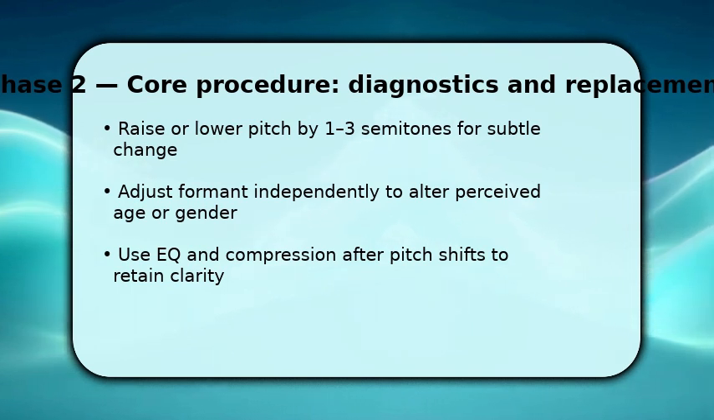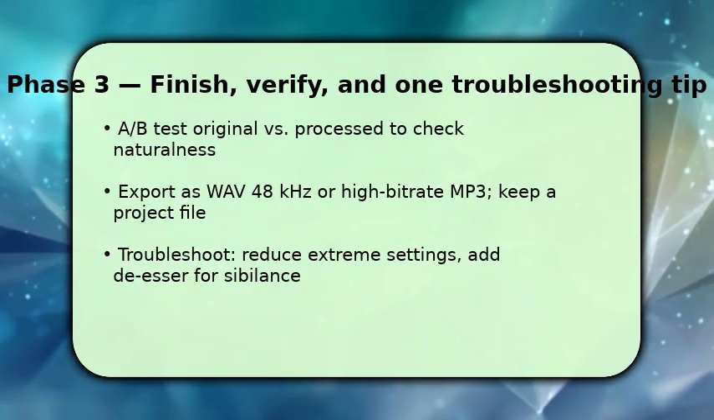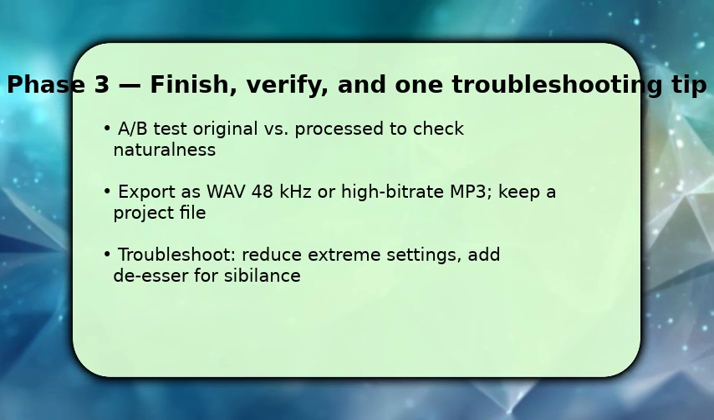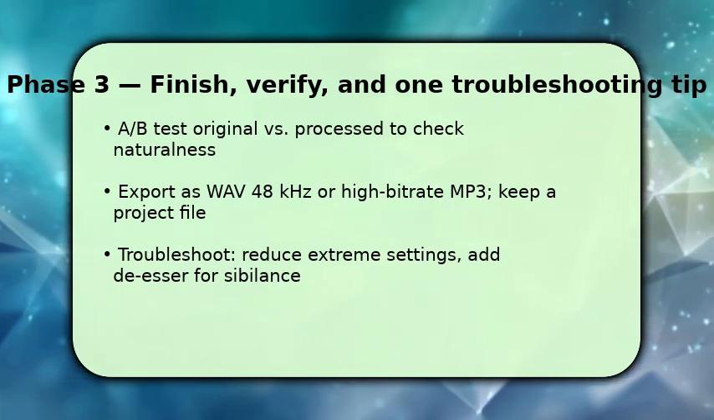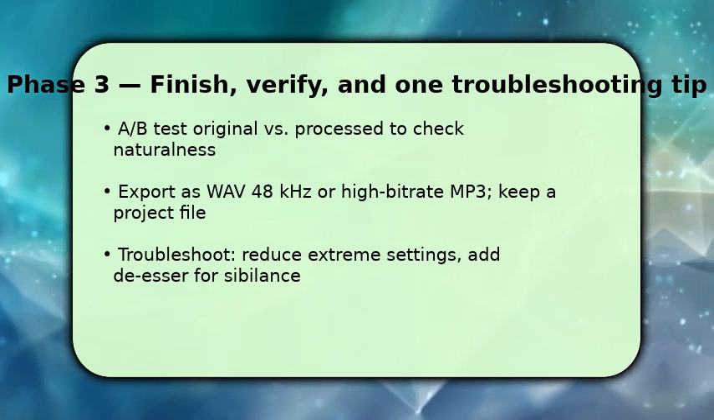You finish by comparing the original and processed takes side by side because small artifacts jump out when you A/B. Make final tweaks, de-esser for sharp S sounds, subtle reverb for presence, and a final normalization to target loudness.